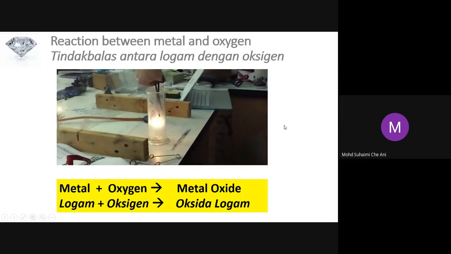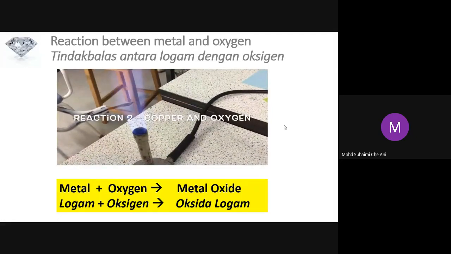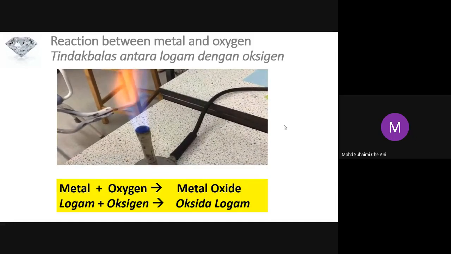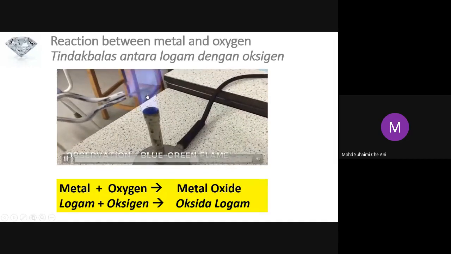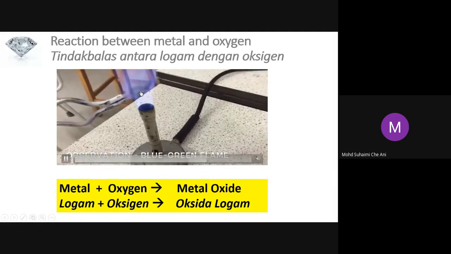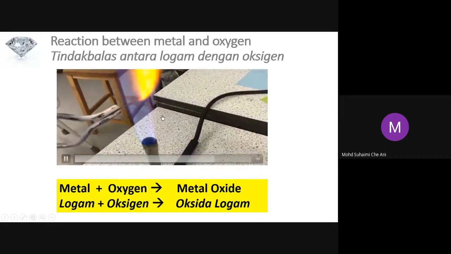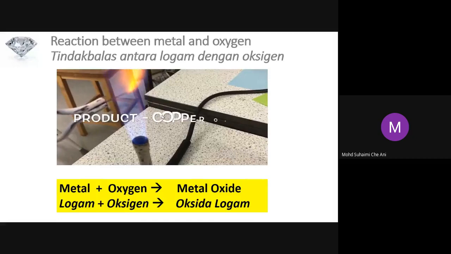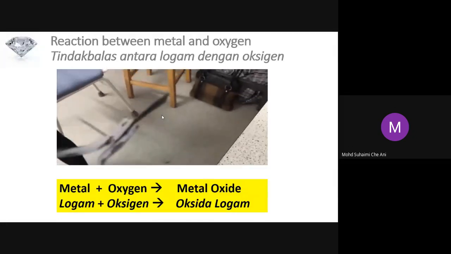Alright, and then they repeat the experiment using the copper and oxygen. When you heat the copper, you can see it glows very dimly. Dia berbara dengan malap, it doesn't produce any bright flame. It means that copper is less reactive than the magnesium. You see that magnesium is very reactive, but copper is less reactive.